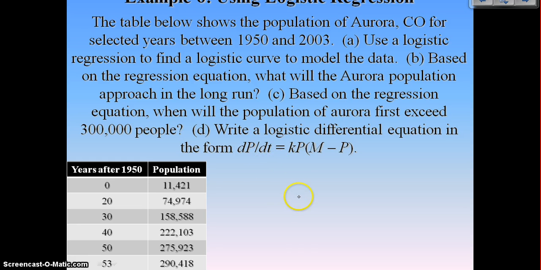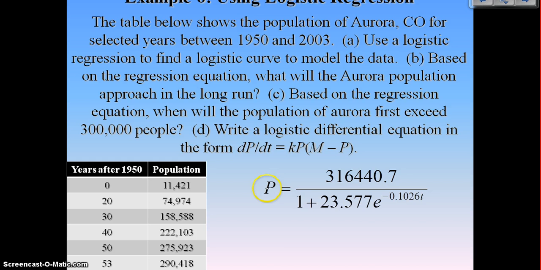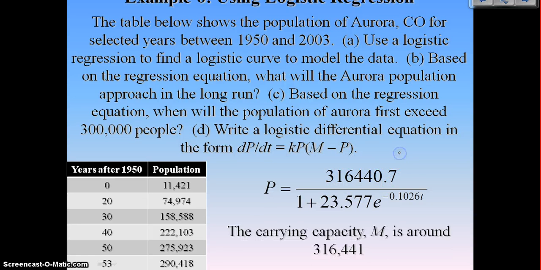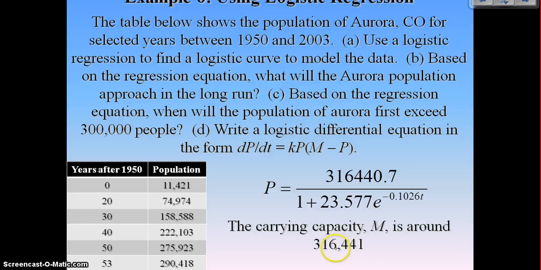Now, if you have done that already, hopefully your calculator gave you this or something real close to it. There might be a little decimal off or so, but that is the answer you should get. Now, based on this equation, what will the population approach in the long run? In other words, what is the carrying capacity? Well, we know that. That's this number up here. That's the M value. So around 316,000 people.